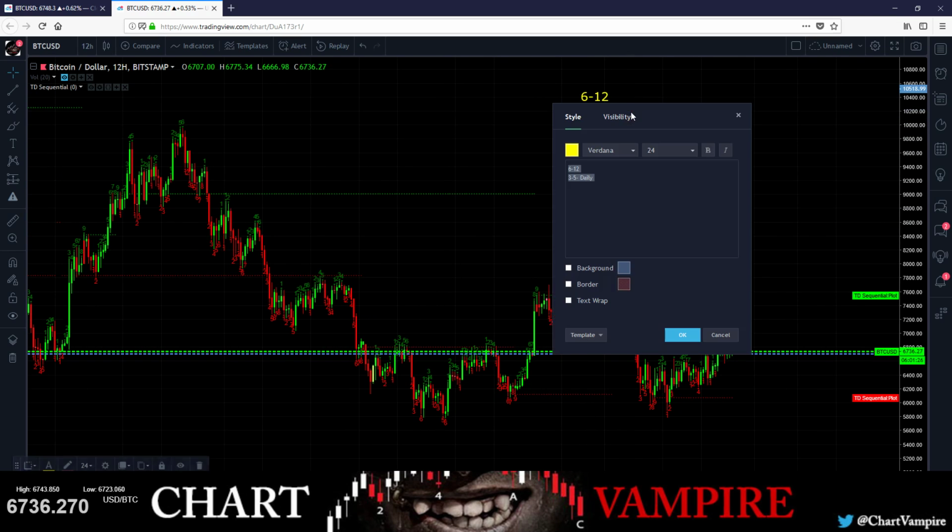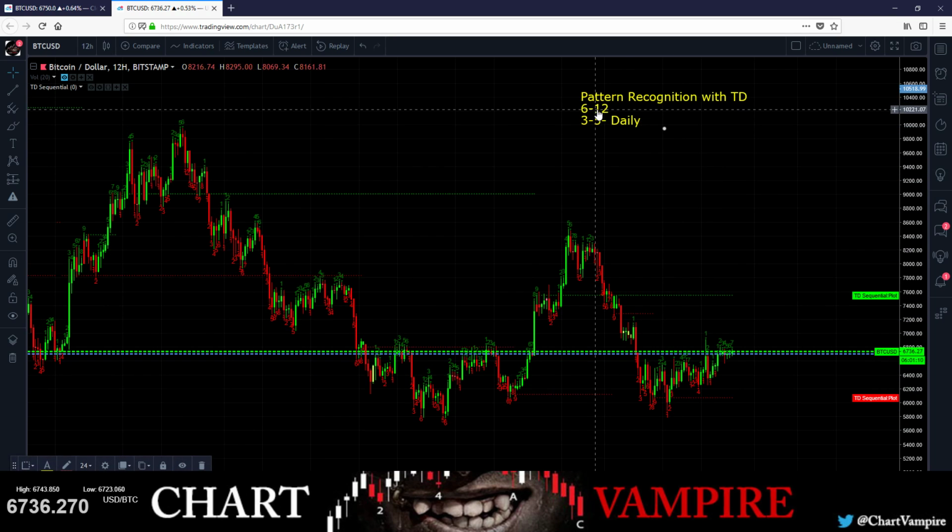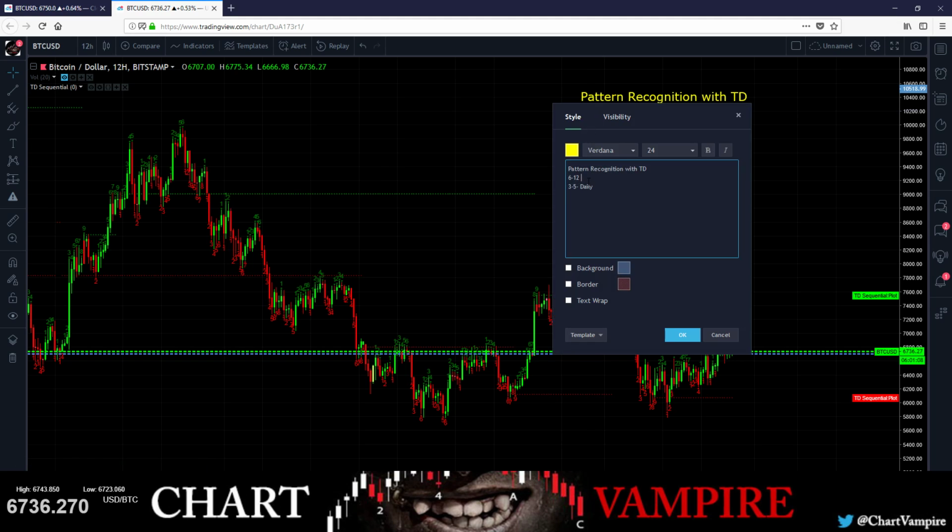This is just on a pattern. So this is all about pattern recognition, okay? With TD, all right? So we're going to use pattern recognition with TD. So this is the 6 with the 12 and the 3-5 with the daily, okay? So 12-hour.